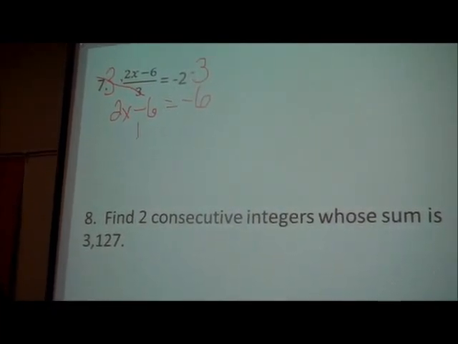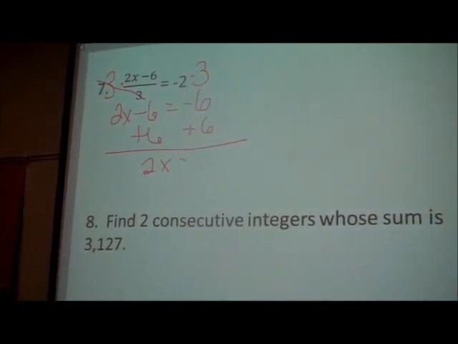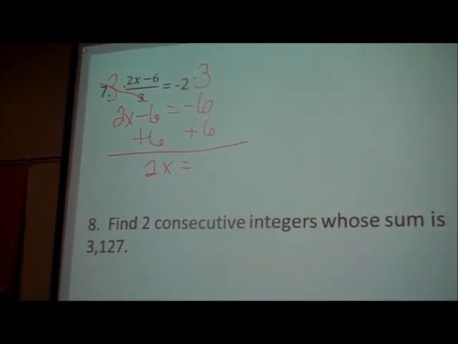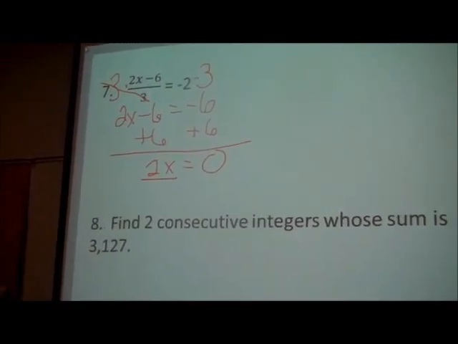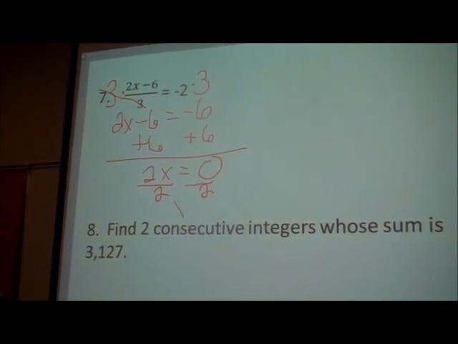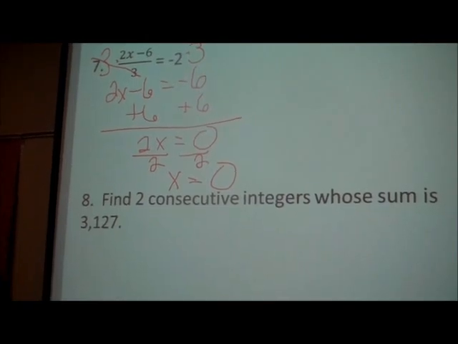Right, now to subtract 6 would be add 6, leaving me 2x equal, what's on the right side? What do I get? Class? 0. Get rid of my 2, I've got to divide by 2. What is 0 divided by 2? 0. So any questions on that one?